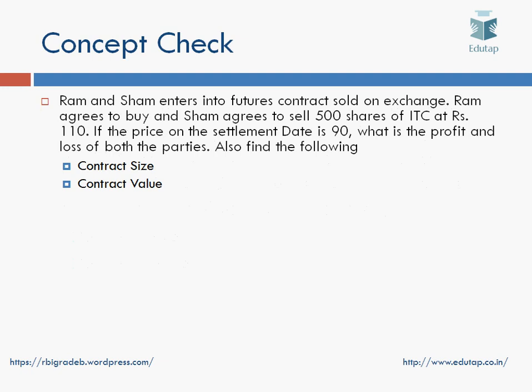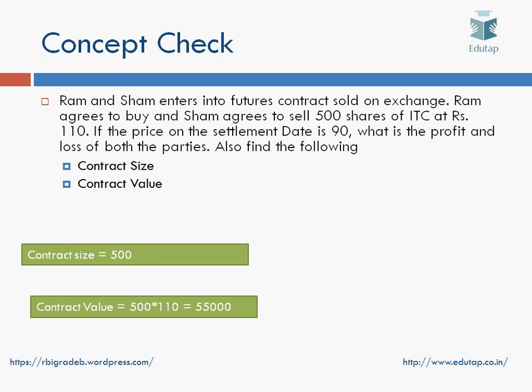So let's see how to solve this. First we will find the contract size and then we will find the contract value. So the contract size is 500 because both have agreed into a contract to sell 500 shares of ITC. The contract value is 500, that is the number of shares, into 110, which is the future price, which becomes 55,000.